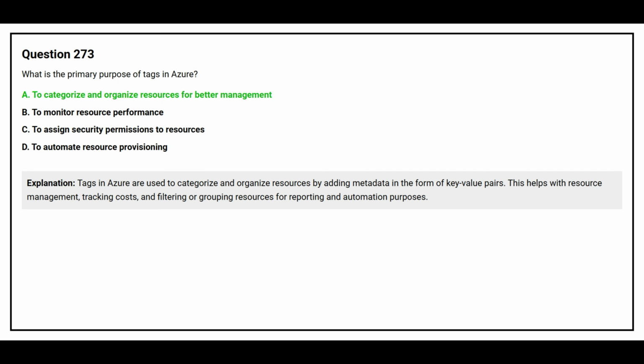Tags in Azure are used to categorize and organize resources by adding metadata in the form of key value pairs. This helps with resource management, tracking cost, and filtering or grouping resources for reporting and automation purposes.